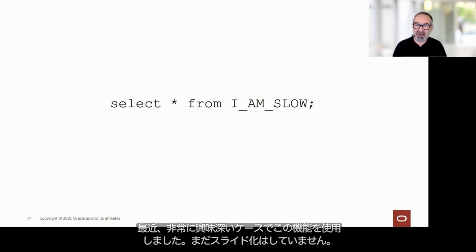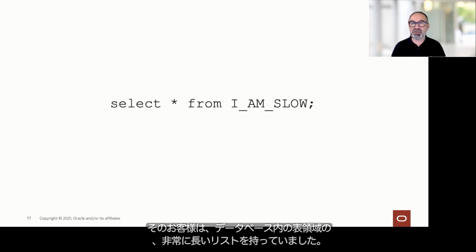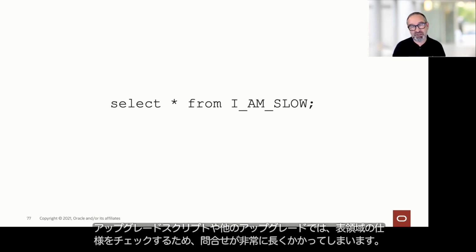And I don't have the case here in the slides, but we have AutoUpgrade running in a custom environment. And that customer had really an incredibly long list of tablespaces in the database. Now, the upgrade scripts or AutoUpgrade does a check on the tablespaces for their specs. And a query ran really, really long.